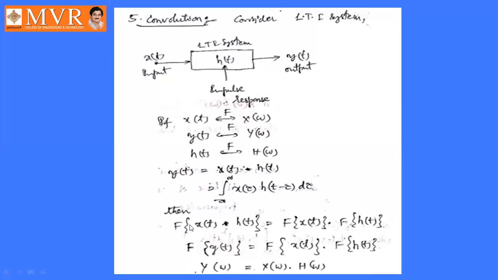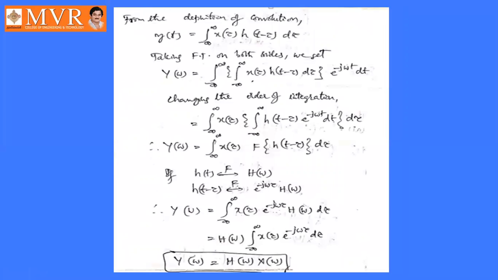And the Fourier transform of x of t convolved with h of t is nothing but the Fourier transform of y of t, which is y of omega. So finally, y of omega will become x of omega multiplied by h of omega. We have to prove this. So from the definition of the convolution, y of t is equal to integral minus infinity to infinity x of tau into h of t minus tau d tau, right?